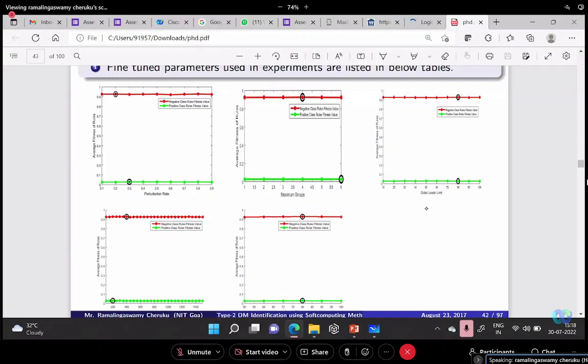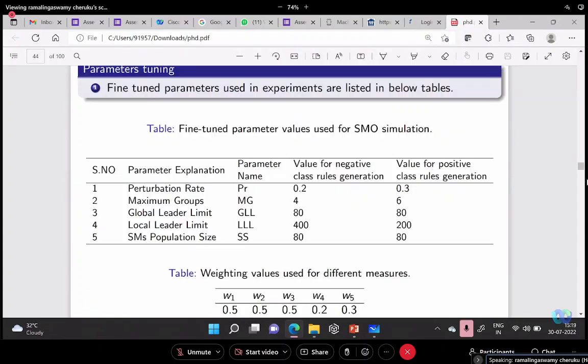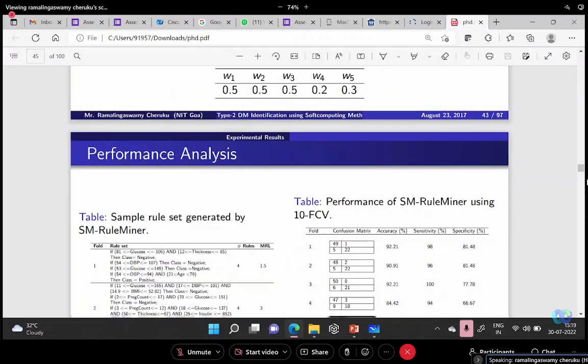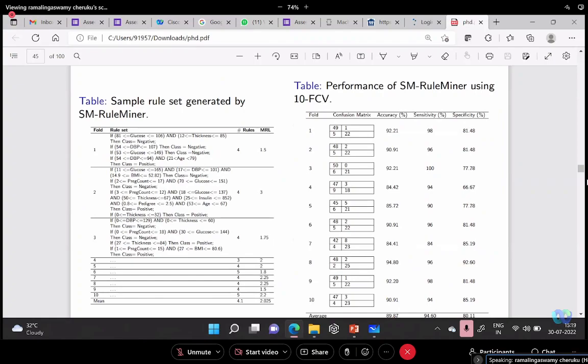For my problem, I fine tuned, and these are some of the plots showing how I fine tuned. These are the values which I obtained after fine tuning both my weights and these hyperparameter values. So after fine tuning the above said parameters, like SMO as well as the weight parameters, let's see the performance.